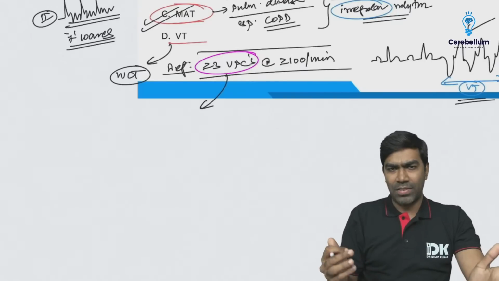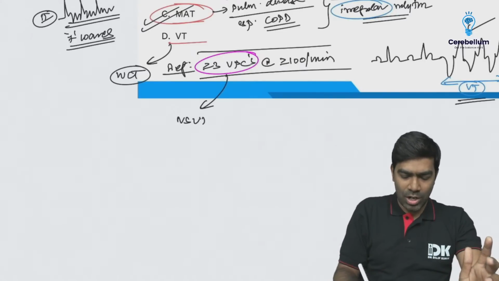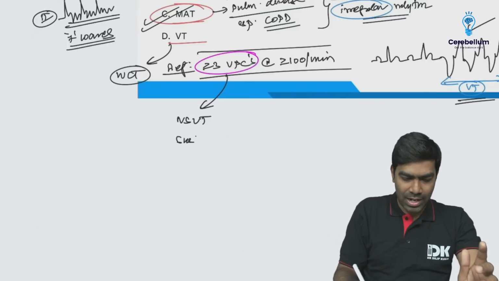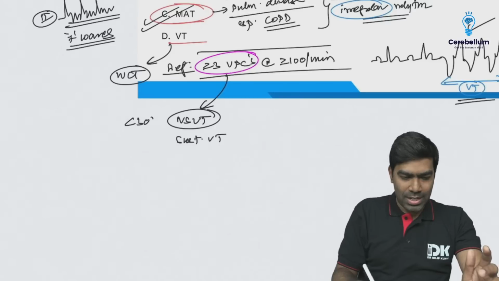There are multiple classifications. The 2 important ones I will mention. The first says non-sustained ventricular tachycardia and sustained ventricular tachycardia. Non-sustained VT means it lasts for less than 30 seconds.